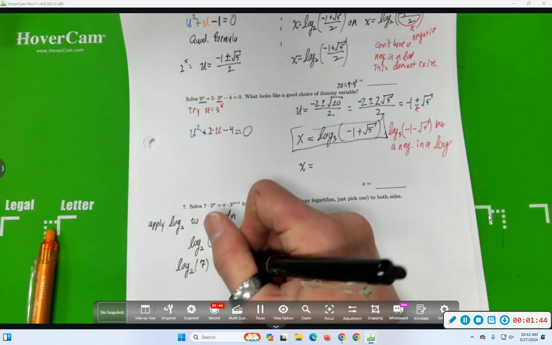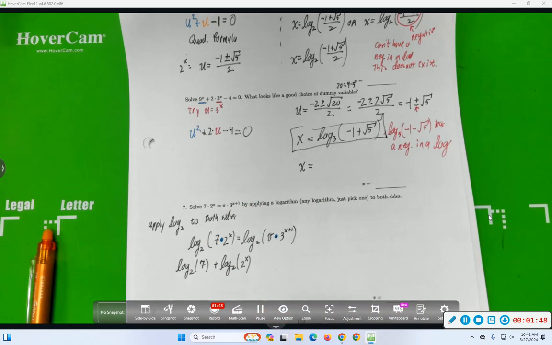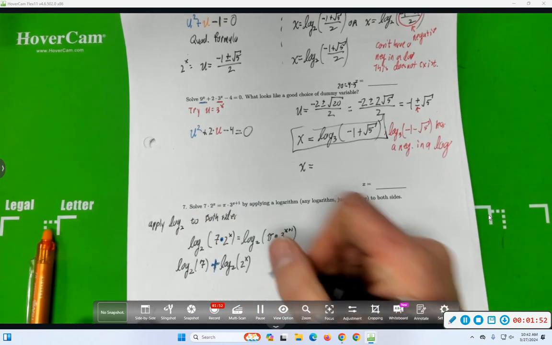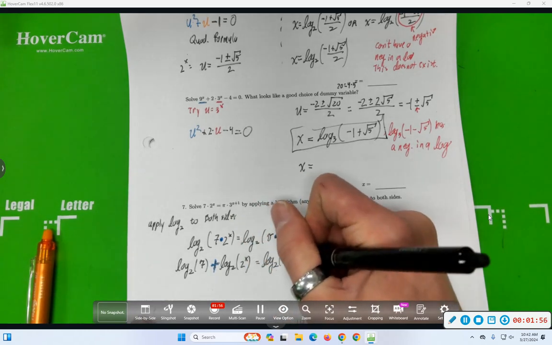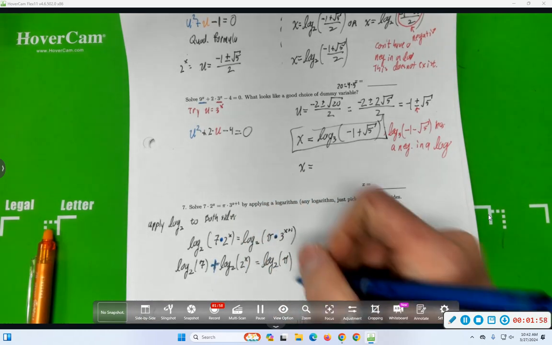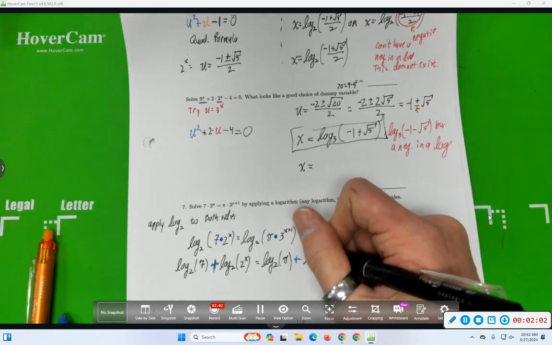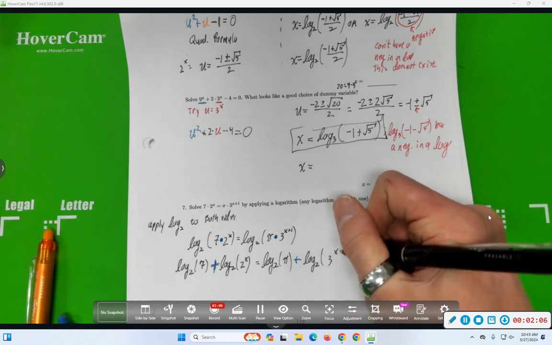Plus the log base 2 of 2 to the x. Maybe for the sake of color coding, that multiplication became this addition. Equals log base 2 of pi. That's just some number. It's a little bit bigger than 1, but less than 2. Plus the log base 2 of 3 to the x plus 1.